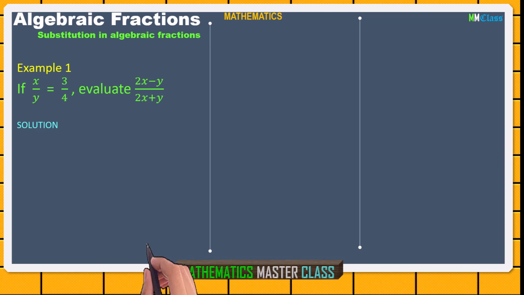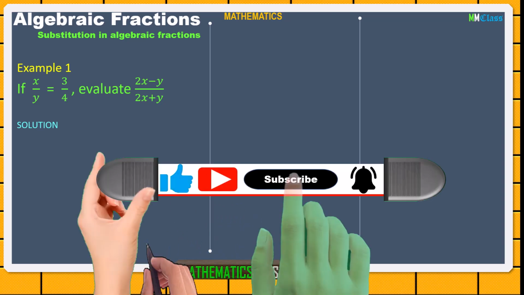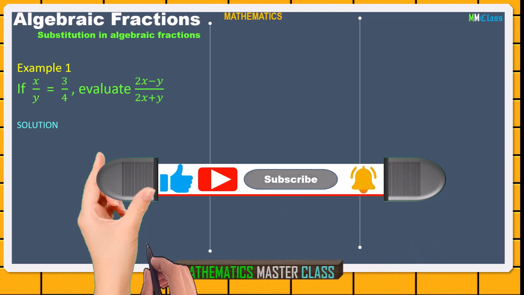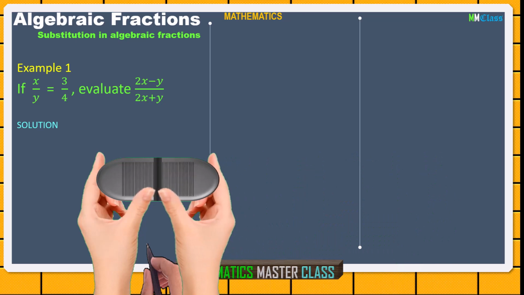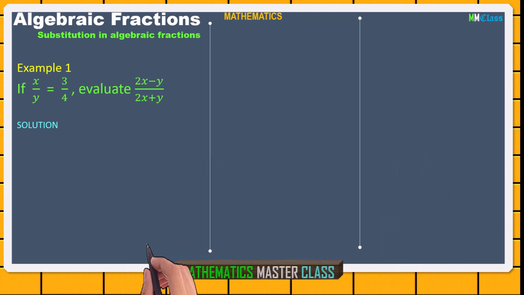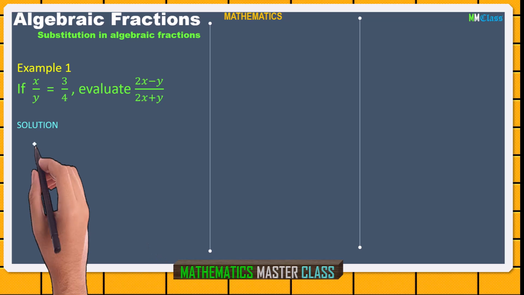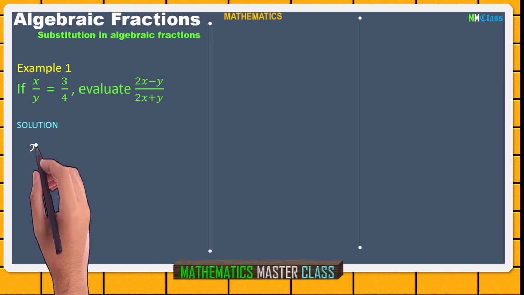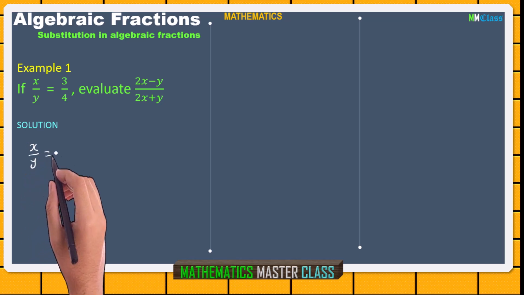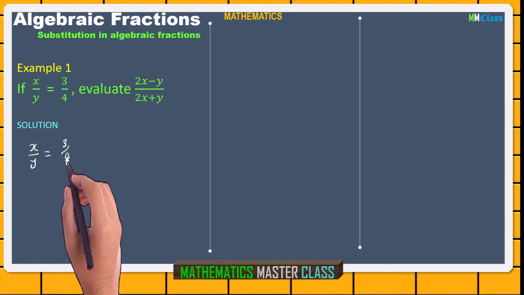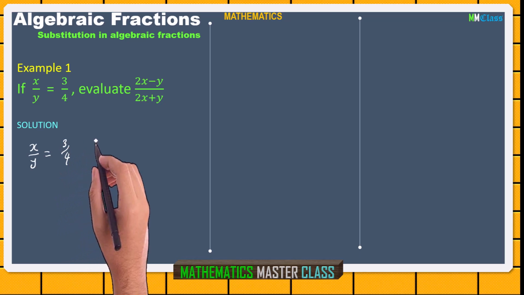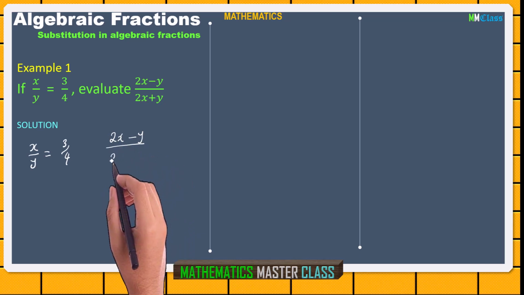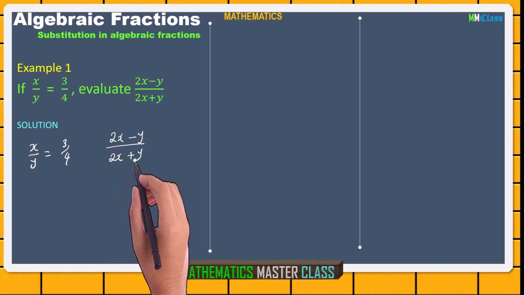Let's start with example 1. If x over y is equal to 3 over 4, evaluate 2x minus y all over 2x plus y. Solution. From the question, we are given that x over y is equal to 3 over 4, to be substituted into 2x minus y all over 2x plus y.